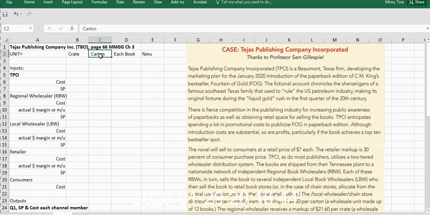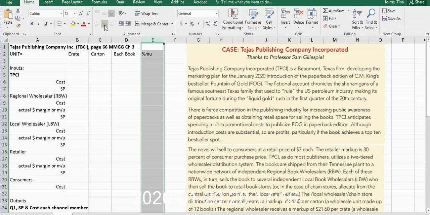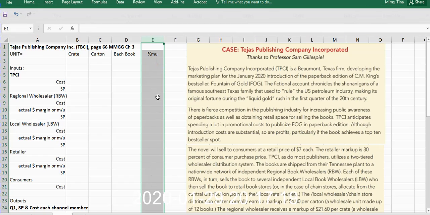In column C, we will track what's happening at the carton level. And in column D, we will track what's happening at each book level. Because if you read the case, you see that the manufacturer ships in crates, which contains 12 cartons, and each carton contains 12 books. So that's why I want you to have crate, carton, each book. And then for column E, I have set up the percentage markup, so we can have our percentages for markup on cost or markup on sales price handy for us.